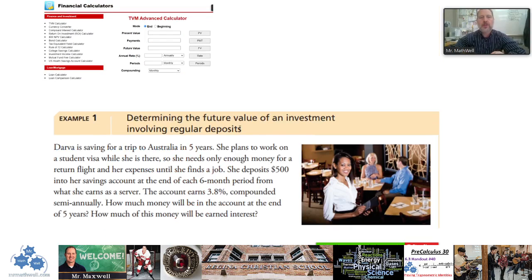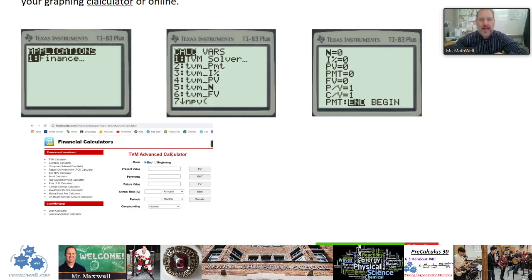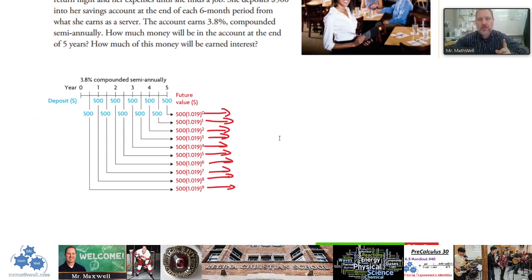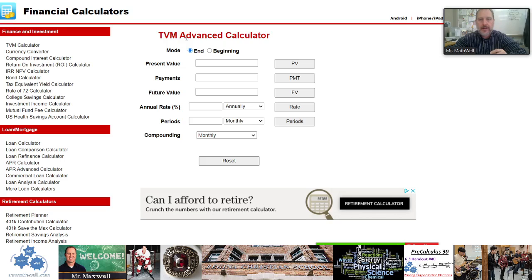So now what we're going to do is use this advanced calculator. So I'll get you to join me online here. TVM Advanced Calculator, okay? The mode is default at the end. Now what this means, end or beginning, is whether the payment is made at the end of every compounding period, or at the beginning of every compounding period. Different questions call for different things. Most of the time it's at the end though, so that's the default.